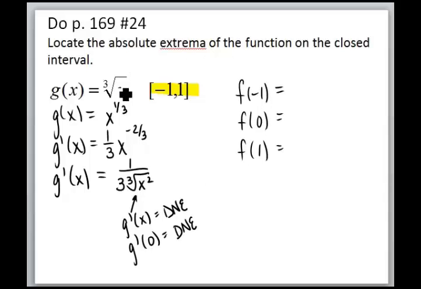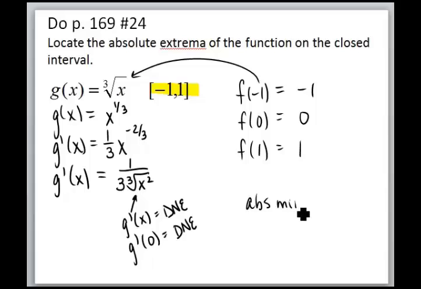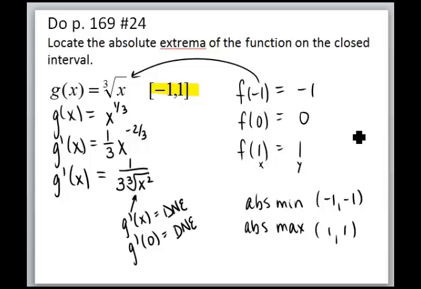Well, I will plug in -1 for my original, and I will get -1. I'll plug in 0, and I'll get 0, and I'll plug in 1 to get 1. So my absolute minimum is at (-1, -1). My absolute maximum is at (1, 1). And that's just from this. This is the x value, this is the y value. This (0, 0) isn't anything but a critical point.